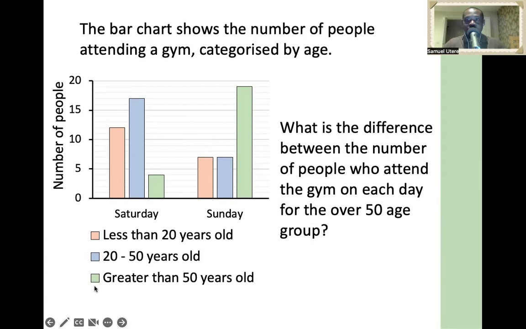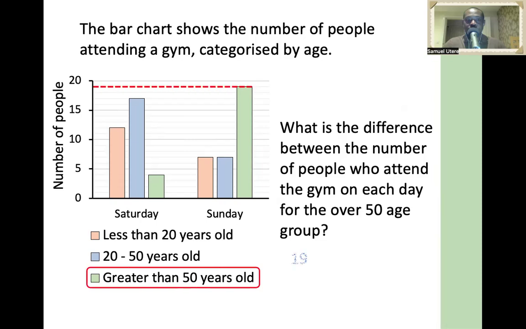You can see it's a key. So the key will help you to say, oh, okay, I'm just going to focus on the green bars. So for the over 50, for the green bar, you can see that some of them attended on Saturday and some of them attended on Sunday. So we're going to read the bar. That should be 19. Subtract 4, and that should be 15.